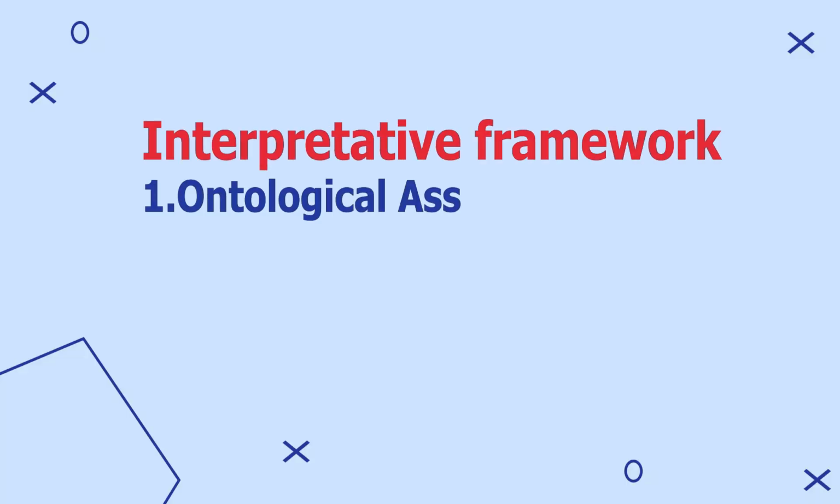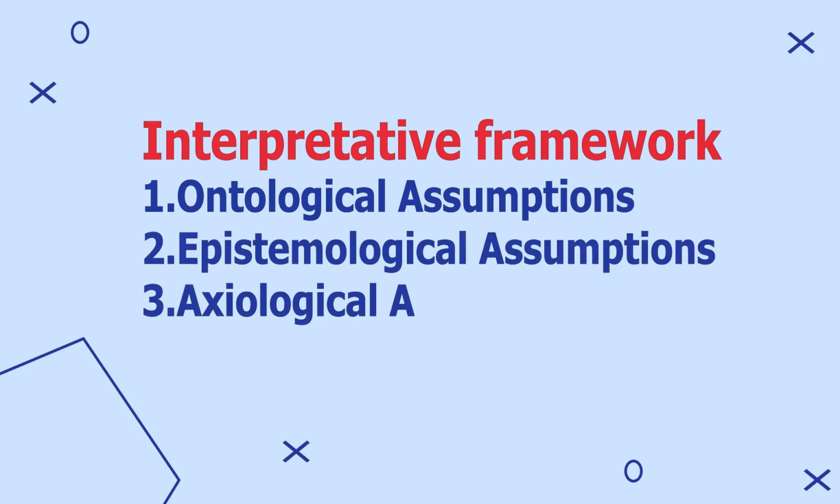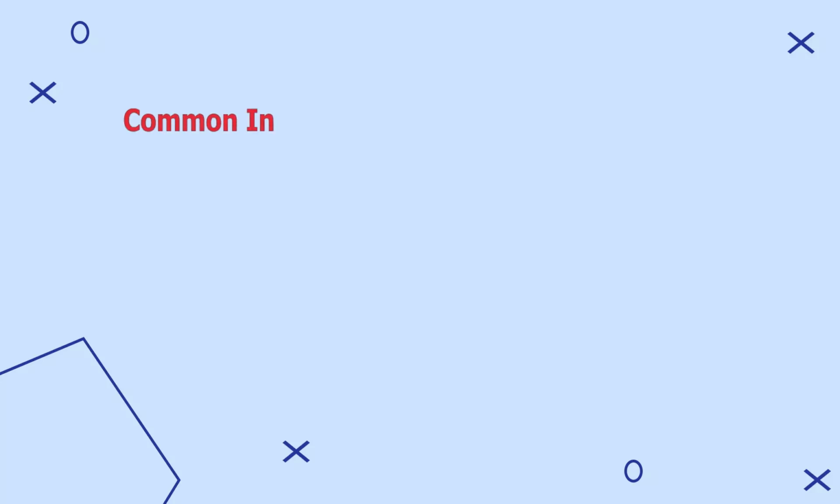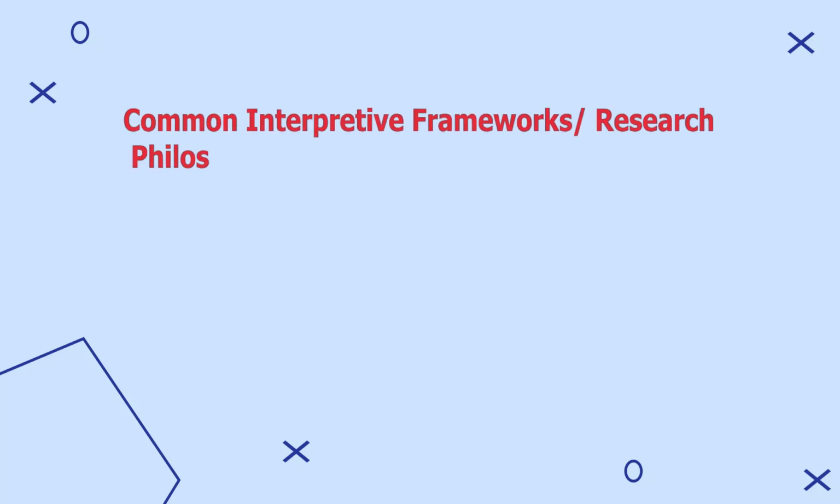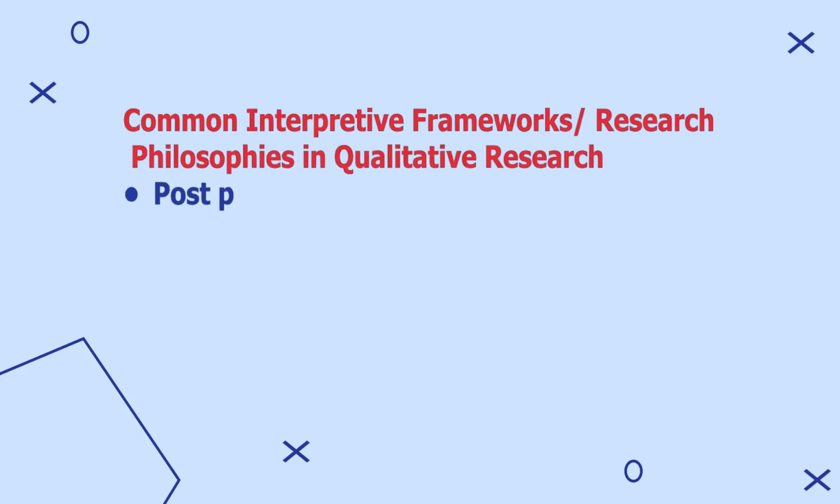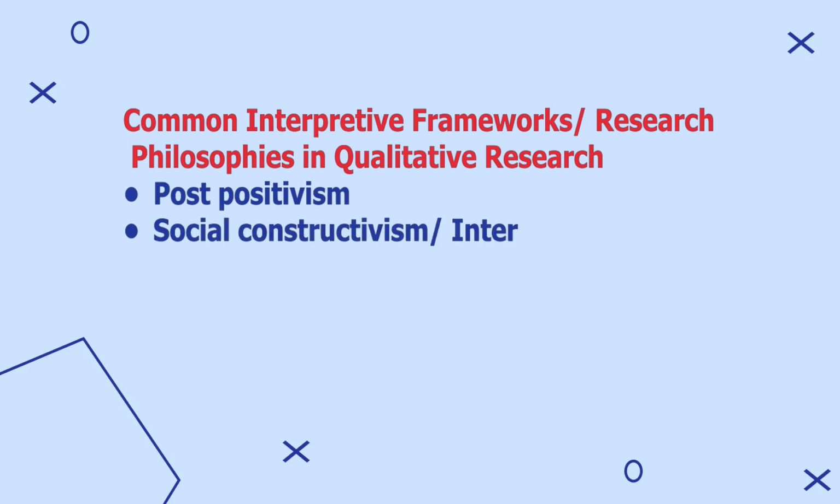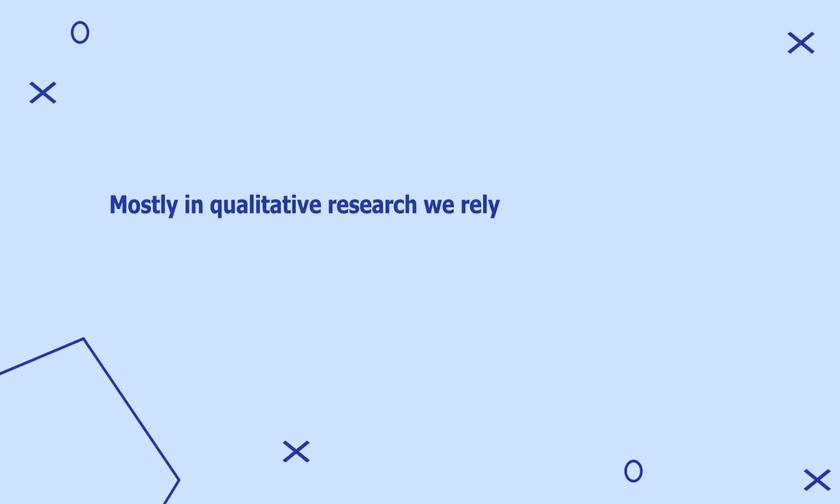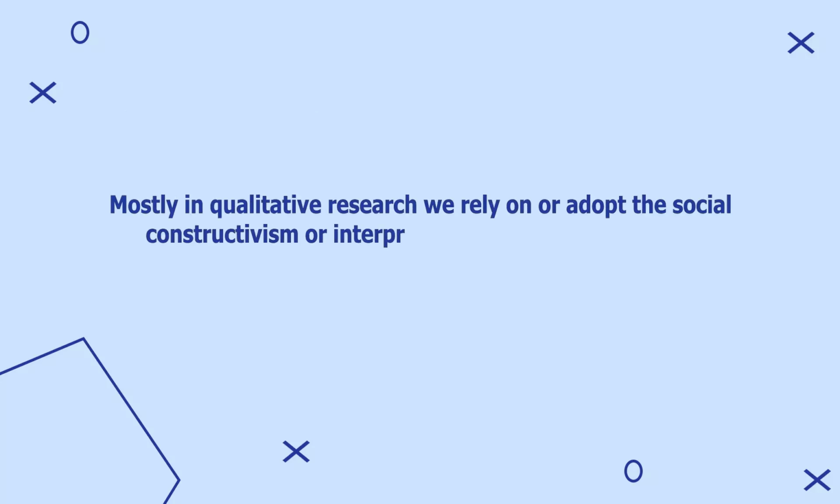In qualitative research, the philosophy of the researcher also includes the interpretive framework they choose to adopt. The interpretive framework adopted by a researcher will therefore indicate their ontological, epistemological, axiological, and methodological assumptions. Some common interpretive frameworks or research philosophies in qualitative research include post-positivism, socio-constructivism or interpretivism, pragmatism, and postmodern perspectives. Mostly in qualitative research, we rely on or adopt the socio-constructivism or interpretivism research philosophy.